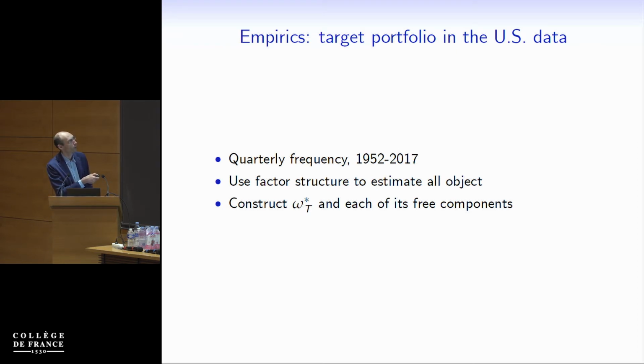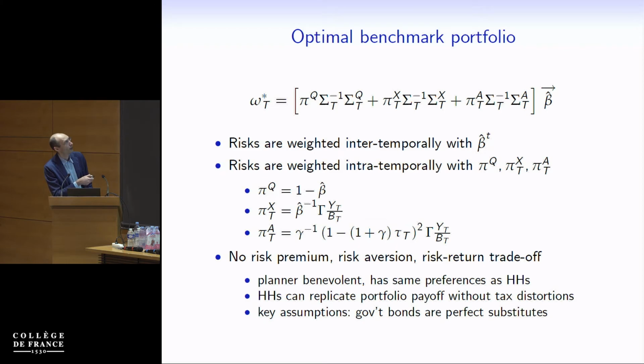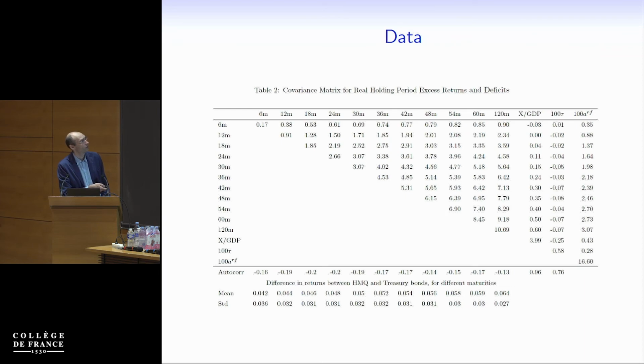We'll take this formula now to US data. We do quarterly, so we'll use quarterly frequencies. We'll use the factor structure to estimate all the objects, and we'll compute this guy, and we'll also compute each of these three components to understand what drives these returns in the data.